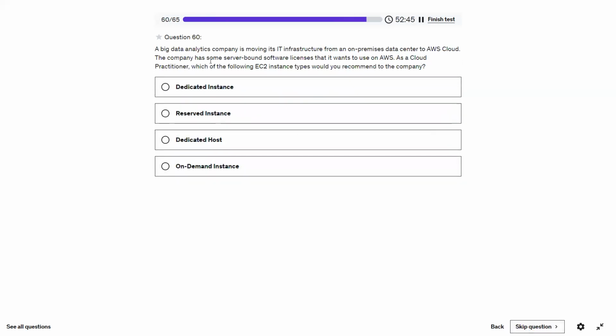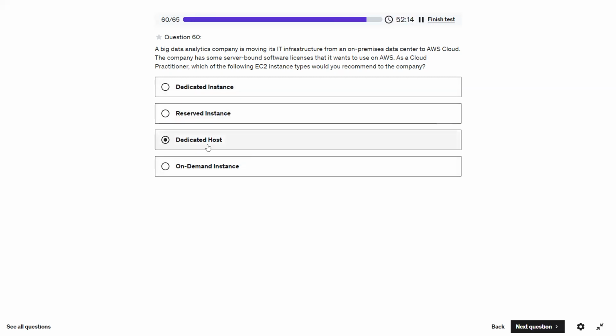A big data analytics company is moving its IT infrastructure from an on-premises data center. The company has some server-bound software licenses, and they want to use them on AWS. Which EC2 instance would we recommend? Because they want to use server-bound software, is it a reserved instance, dedicated instance, or on-demand instance? None of these.